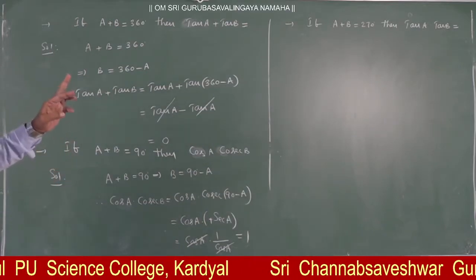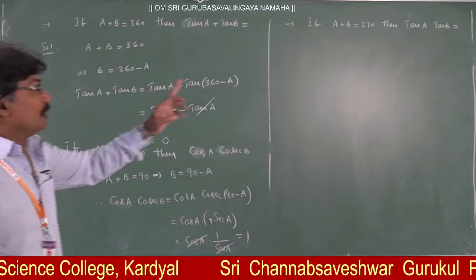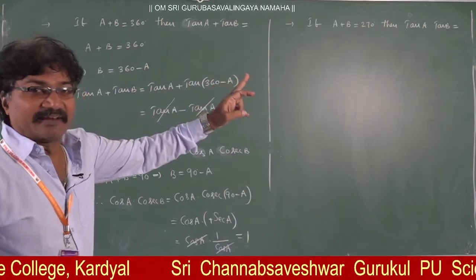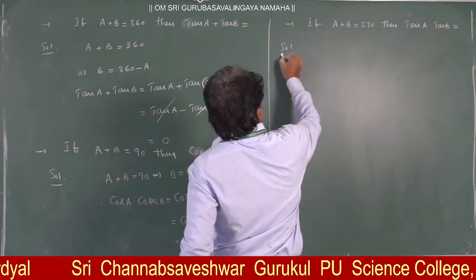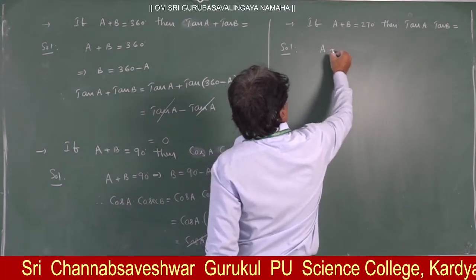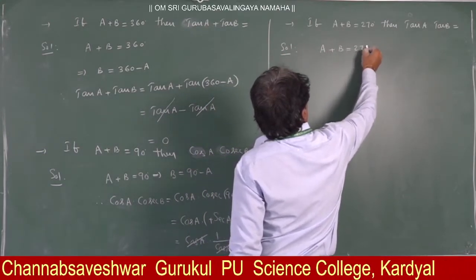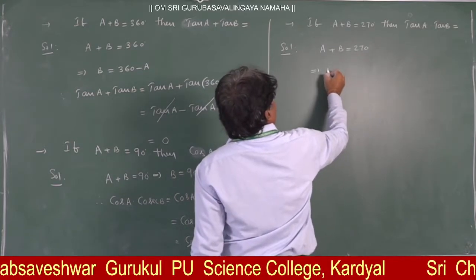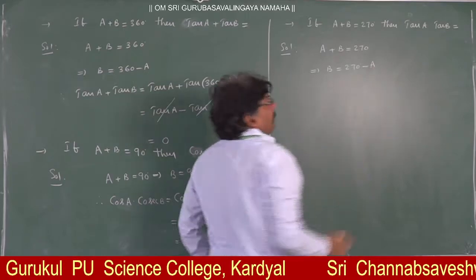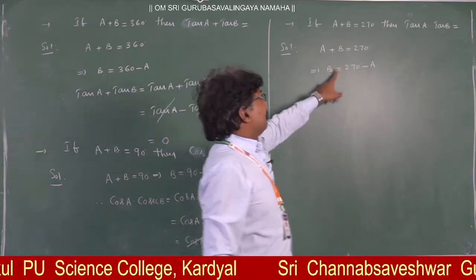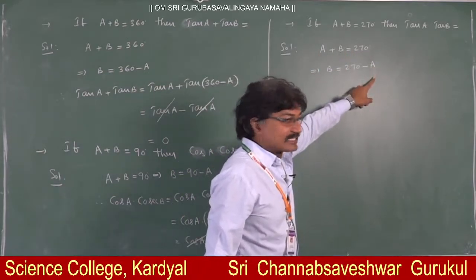A plus B is equal to 270. What is our required value? Tan A into tan B. That is our required value. Now in this case, what is the given condition? A plus B is equal to 270. That implies B is equal to 270 minus A.